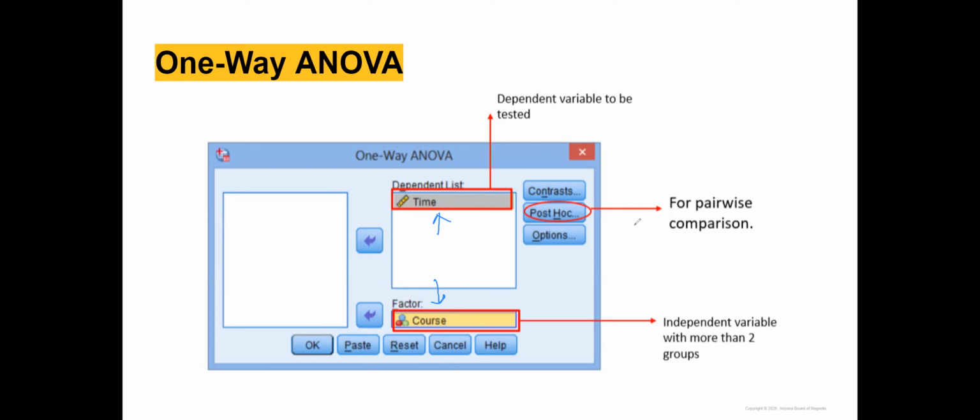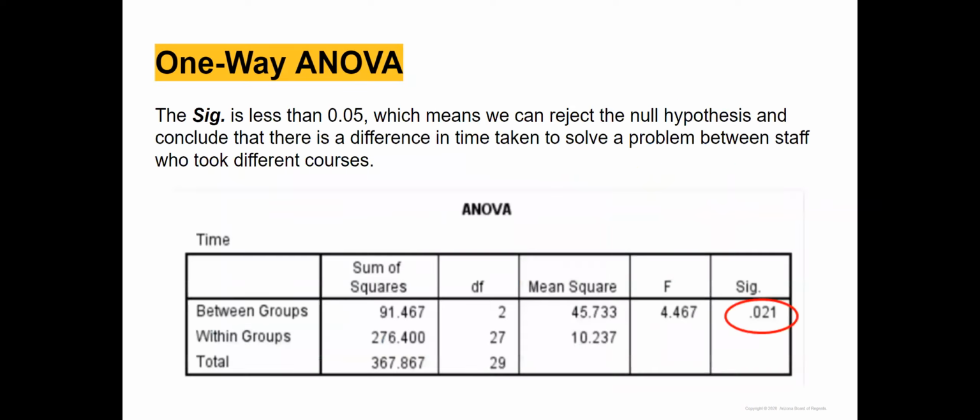The post hoc is for pairwise comparison. So suppose you want to separately compare between beginner and intermediate, between intermediate and advanced, and beginner and advanced. If you want to do pairwise comparison, you can go for post hoc as well. But this is the basic one-way ANOVA, and then you click on OK. Once you click on OK, you'll get this output table.